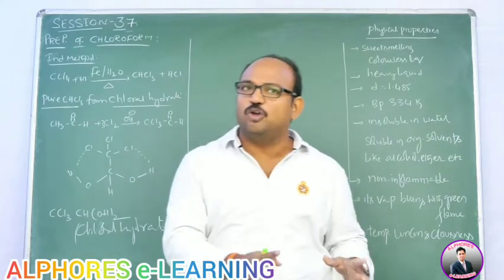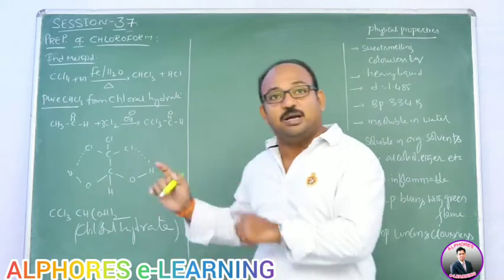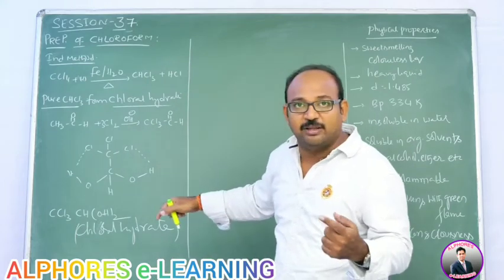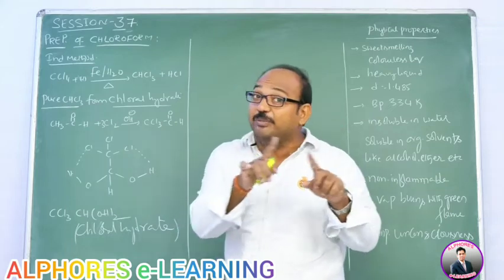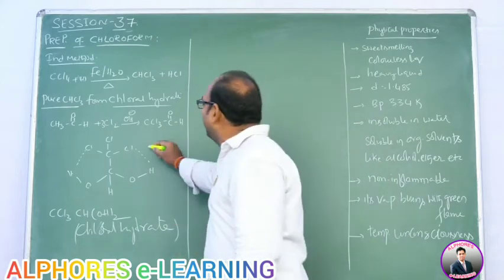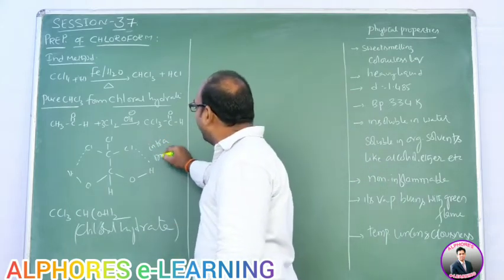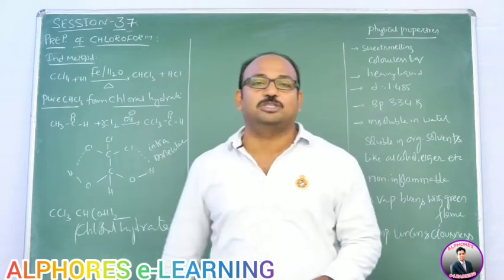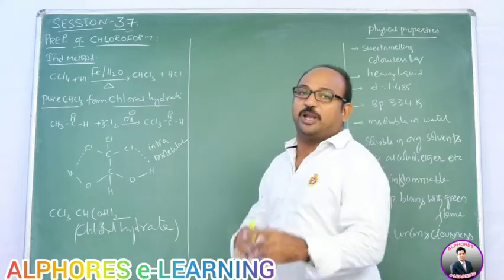Since the presence of 3 chlorine atoms stabilizes gem diols, and here there is hydrogen bonding. Which hydrogen bonding? Within the molecule, not in between 2 molecules. This is what we call intramolecular hydrogen bonding. Within the molecule, hydrogen bonding exists.